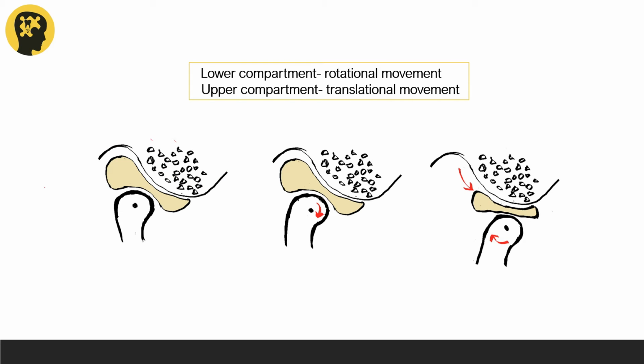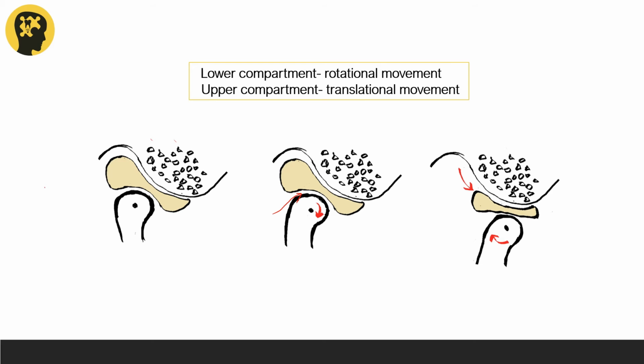Now I want you to do a little fun experiment. I want you to place your fingers in front of the tragus of both your ears and begin to open your mouth slowly. You'll feel that initially the condyle just rotates where it is. So this initial rotational movement of the condyle happens in the lower joint cavity, where the articular disc remains stationary. It does not move. It's just the condyle that rotates. Now, as you begin to open your mouth further apart, you will actually feel that the condyles move forward.